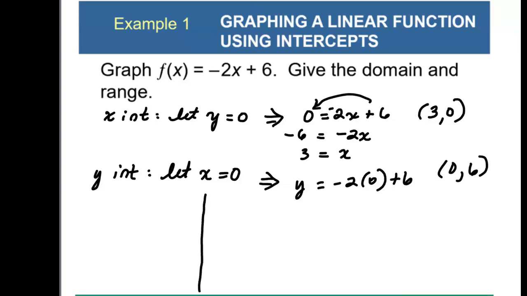All we need to do now in the rectangular coordinate system is plot those 2 points and connect with a smooth line. So here's 3, 0 and 0, 6. Okay, connect those, and we have the linear function graphed.